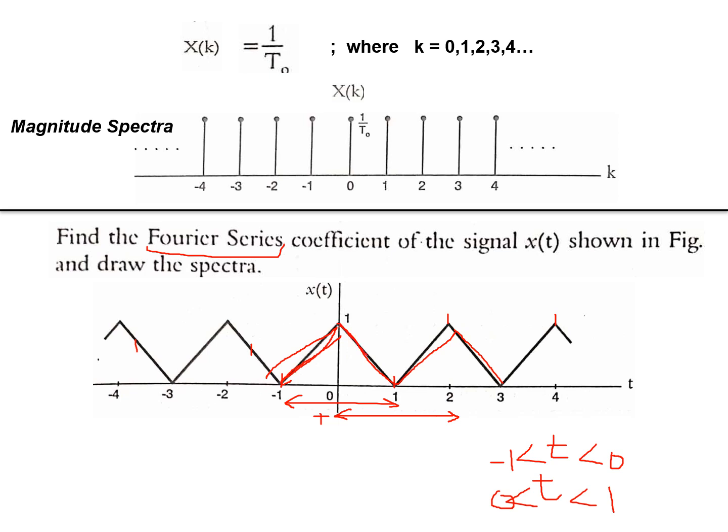It is a decreasing ramp. Ramp with a negative slope, ramp with a positive slope. So if I can explain these two sections of the signal, the rest repeats. That's what I'm going to do now.